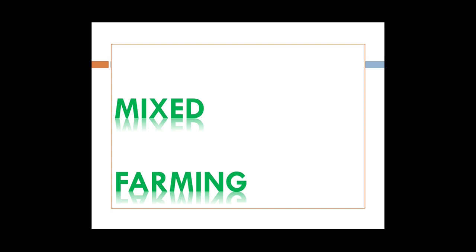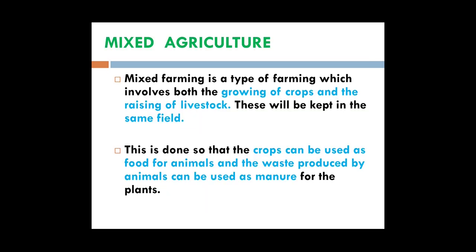Now next in the list is mixed farming. So students, the name itself says mixed farming, meaning here crops are grown as well as livestock is also reared at the same farm. This gives an additional or extra income to the farmer. Mixed farming is a type of farming which involves both growing of crops and raising of livestock. These will be kept in the same field. This is done so that the crops can be used as food for animals, and the waste produced by the animals can be used as manure by the plants.